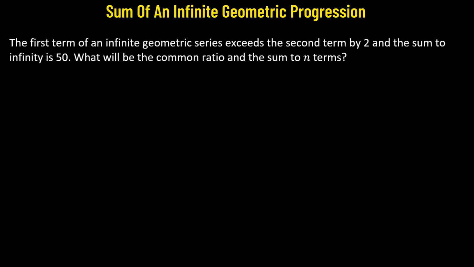So the first term of an infinite geometric series exceeds the second term by 2 and the sum to infinity is 50. What will be the common ratio and sum to n terms? So let's begin. Here we are going to specify the first term and the common ratio. So let A be the first term of the infinite geometric series and R represent the common ratio.